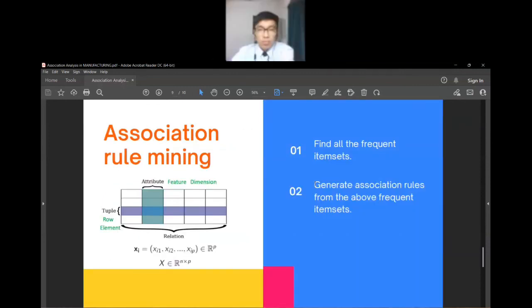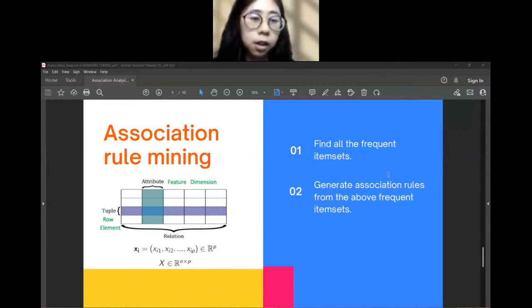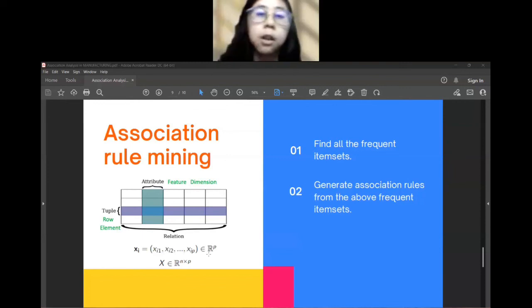For association mining, in the diagram you can see how we solve it. The first step is to find all the frequent item sets, and the second is to generate association rules from the above frequent item sets. Thank you. That's all.